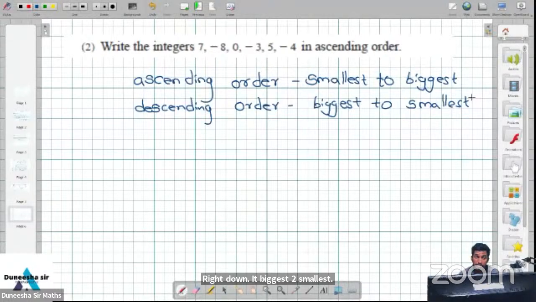Then the question says: write the integers 7, -8, 0, -3, 5, -4 in ascending order. Can you identify the smallest number among the negative numbers? -8. Okay. Write it down in ascending order and send me the answer. You know now how to do it. If you cannot identify which is the lesser number, remember the number line.